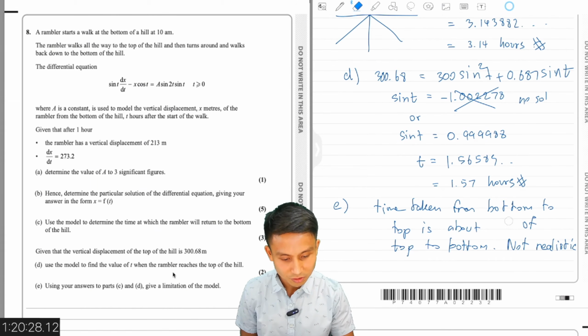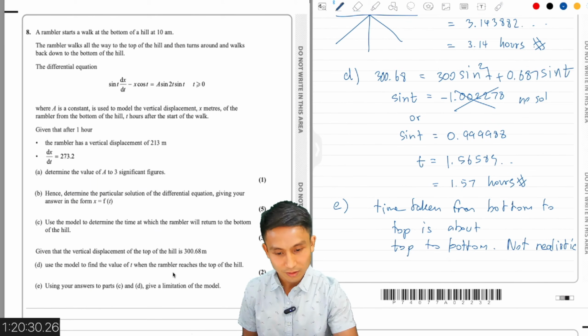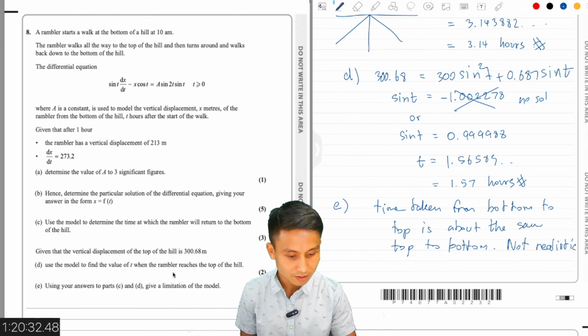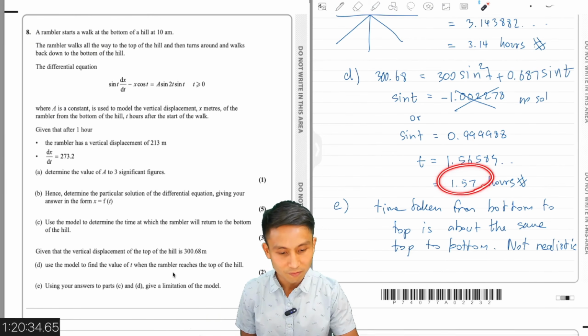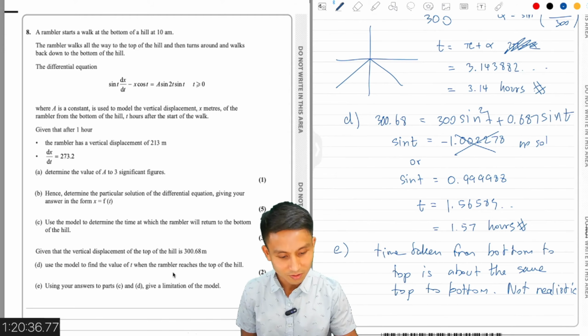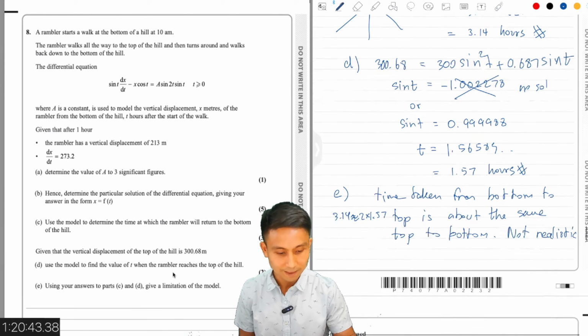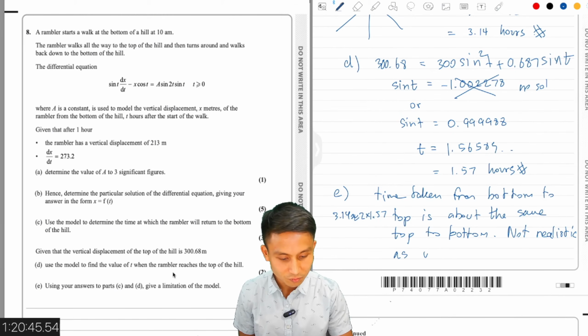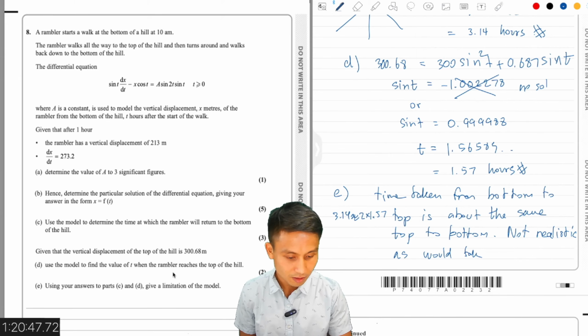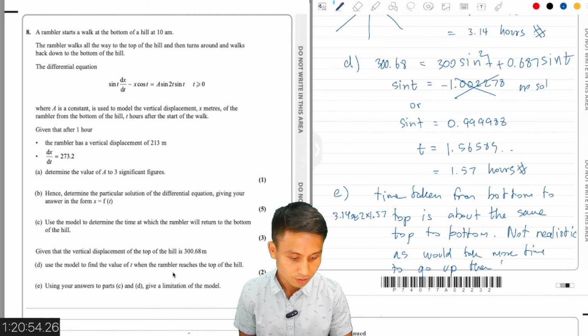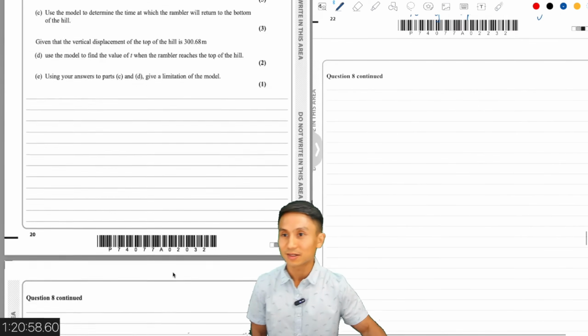It's about the same, I should write. Yeah, the same as, because you first reach like 1.57, and then you can see that 315 equals about 2 times 1.57. Yeah. Not realistic, as it would take more time to go up than to go down. I don't have much time, so that would be my answer there.